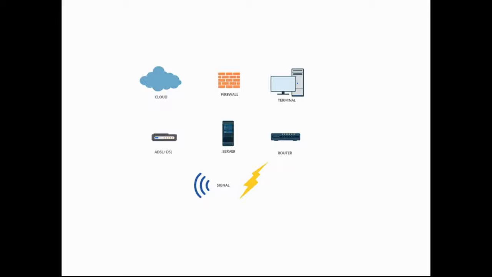And lastly, signal, which can be illustrated in a few different ways. Sometimes it's just solid lines to indicate a wired connection. It could be the radio waves to indicate wireless connectivity, or the lightning bolt to indicate connection over distance.